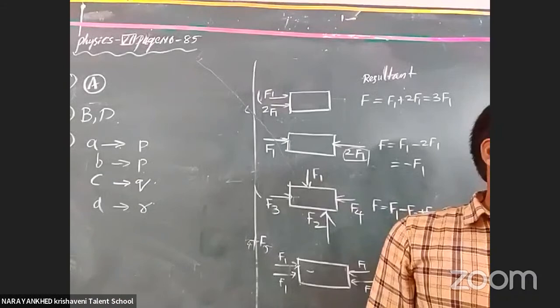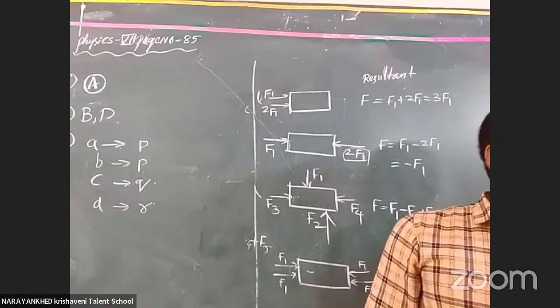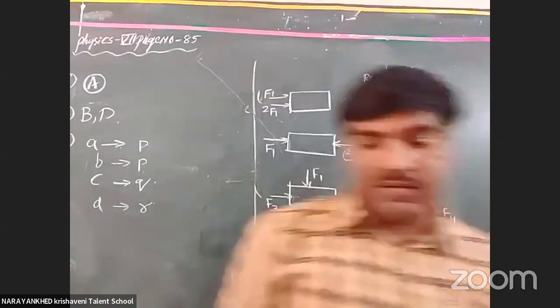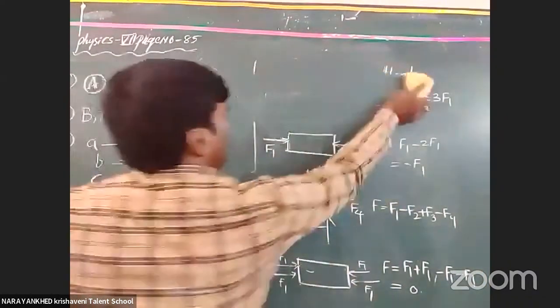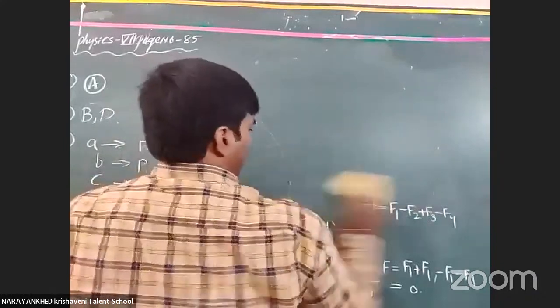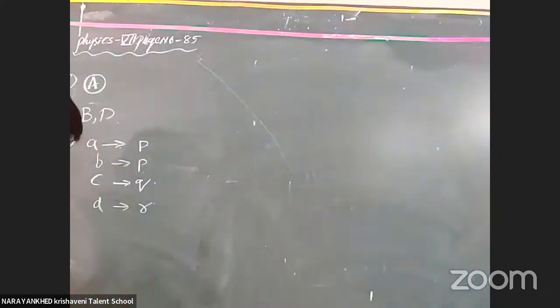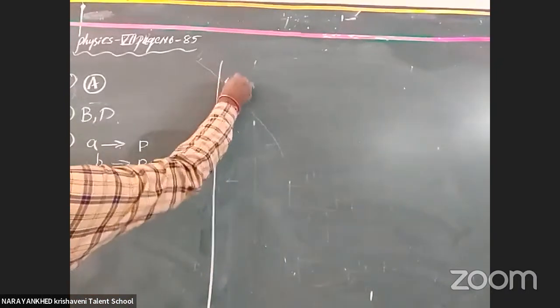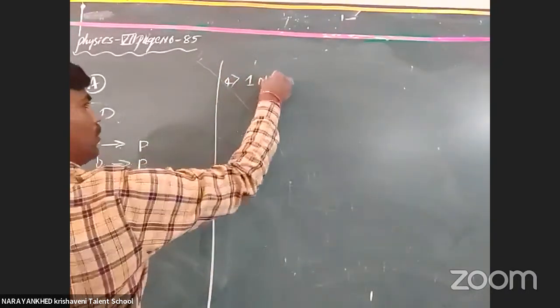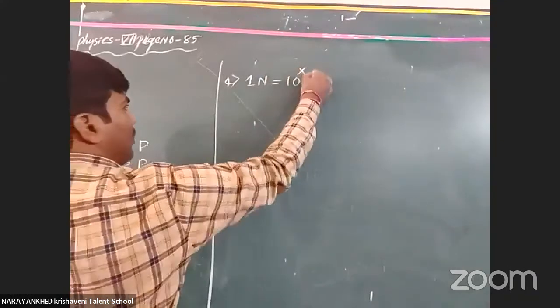Integer type questions are given. Okay, 1 Newton is equal to how many dynes? It is an important one. All the students, please note down. Don't go away. It is a conversion based question. What is the fourth question? 1 Newton is equal to 10 to the power of x dyne.